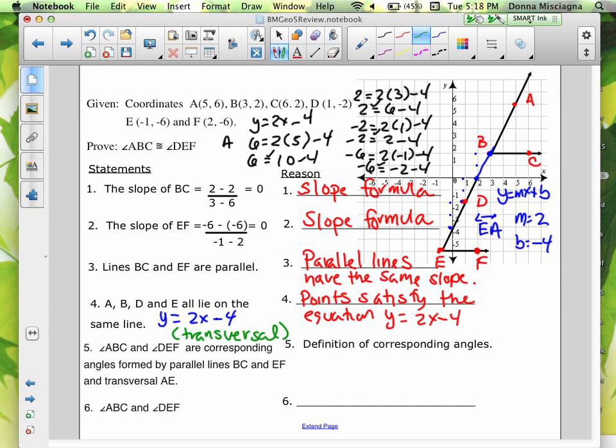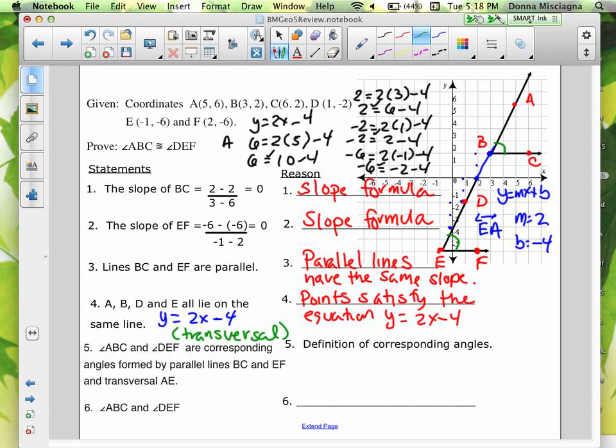If we have parallel lines intersected by a transversal, we know the corresponding angles are congruent. So ABC and DEF are corresponding angles, same position on a parallel line, same side of the transversal, and therefore those have to be congruent. That's the definition of corresponding angles. So corresponding angles formed by parallel lines cut by a transversal are going to be congruent. And so now we've proven, because they're corresponding angles, and they're created by those parallel lines.